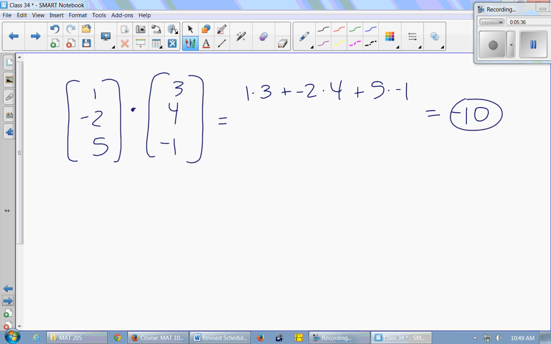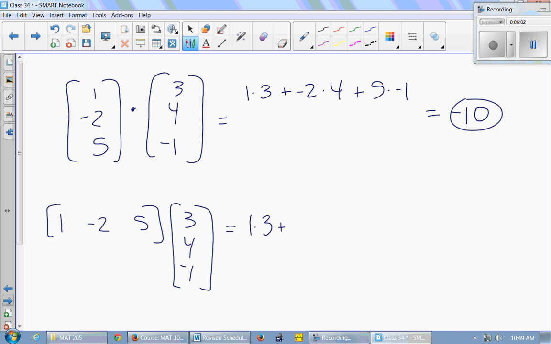All right, so if I were to write this as U transpose times V, that means that I would take this first vector and transpose it, so my rows would become columns, and multiply that by V. So the definition of matrix multiplication is I would take this row and multiply by this column, and you get the same thing. 1 times 3 plus -2 times 4 plus 5 times -1.